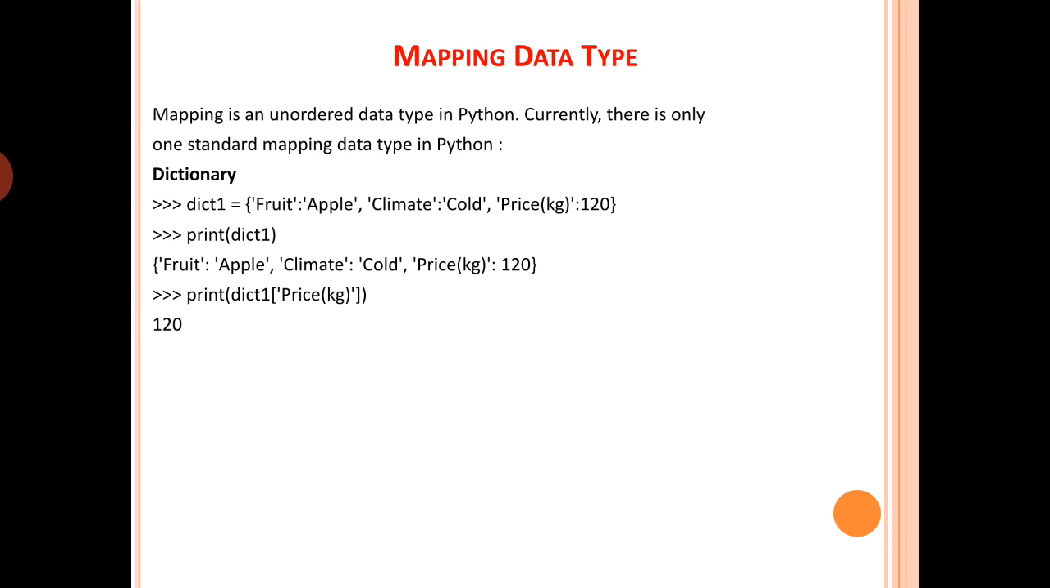Mapping. Mapping is an unordered data type in Python. Currently, there is only one standard mapping data type in Python called dictionary.